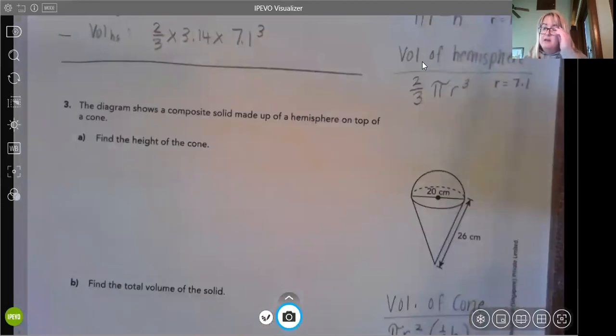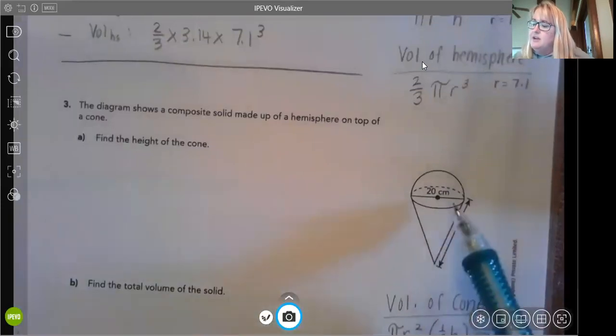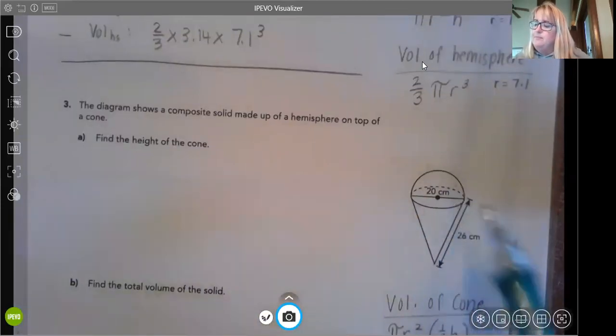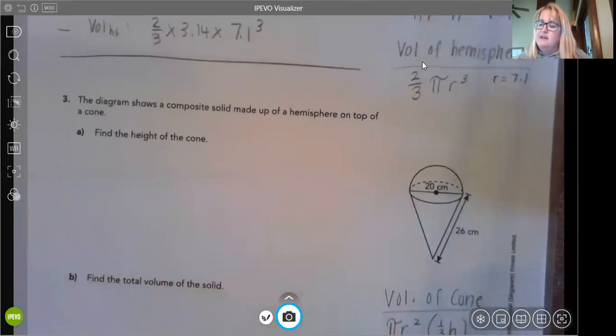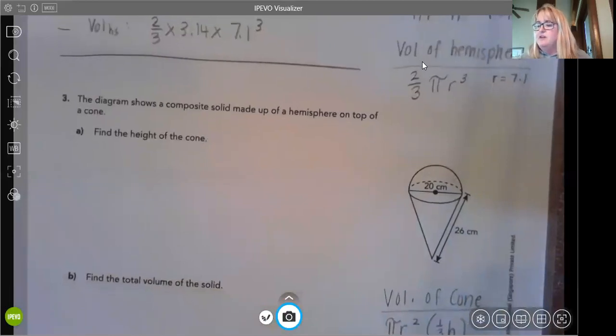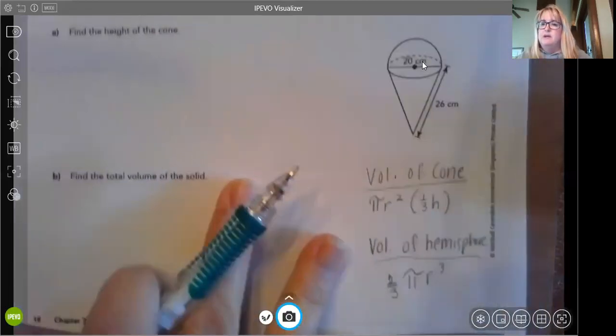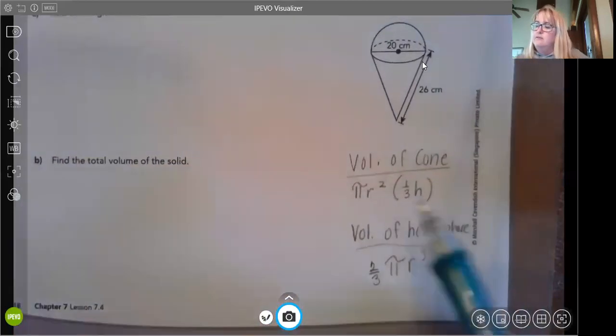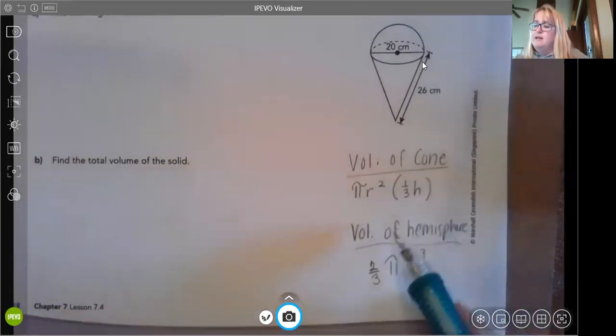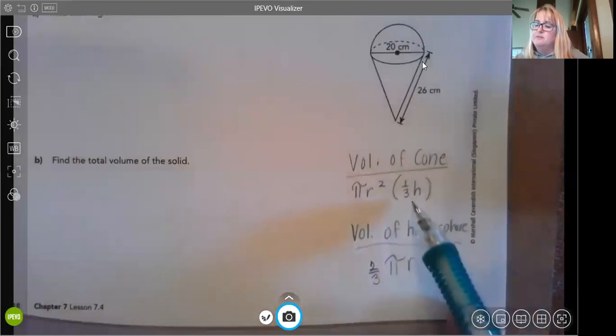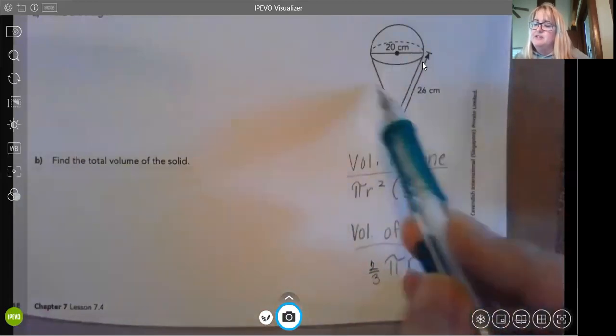Number 3. The diagram shows a composite solid made of a hemisphere on top of a cone. All right, so here's our cone, here's our hemisphere. A says find the height of the cone, B says find the total volume of the solid. Here is what you need. The volume of a cone is pi r squared times 1/3 the height. That's for this part.